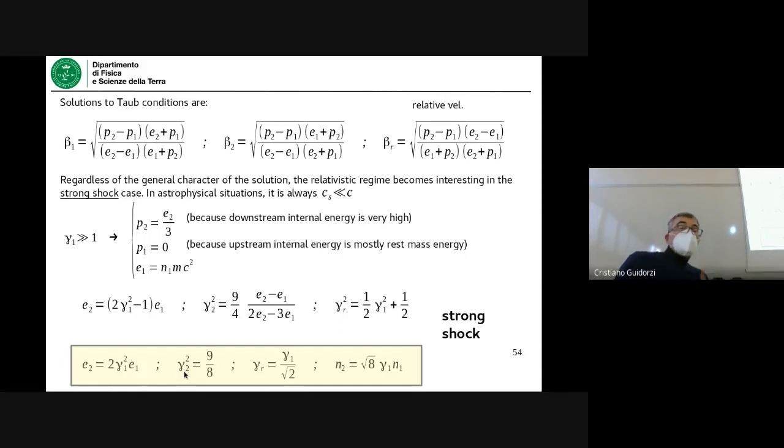You see, this is interesting. Even in the case of a very strong shock, a shock moving in the lab with a very, very large Lorentz factor, the shocked fluid has a gamma which is only slightly larger than 1. So it's moving relatively slowly with respect to the shock. It means that the shocked fluid is kind of following the shock itself, because the relative motion between shocked fluid and shock is small. The shocked fluid is just chasing the shock.